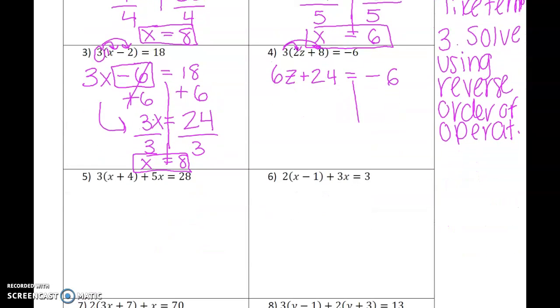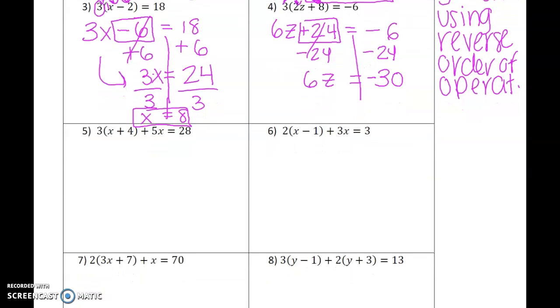Right. So now I'm going to undo this addition by doing the opposite. So I'm going to subtract 24 from both sides. So over here I'm left with 6z equals negative 6 and negative 24. Well, these have the same sign, so I'm going to add them. 24 plus 6 is 30. And I'm going to keep the sign, so it's going to be negative. Alright, and now I want to get rid of the 6, so I'm going to divide, and I get z equals negative 30 and 6, the different signs. So when I'm dividing, different signs are going to be negative. 30 divided by 6 is 5.